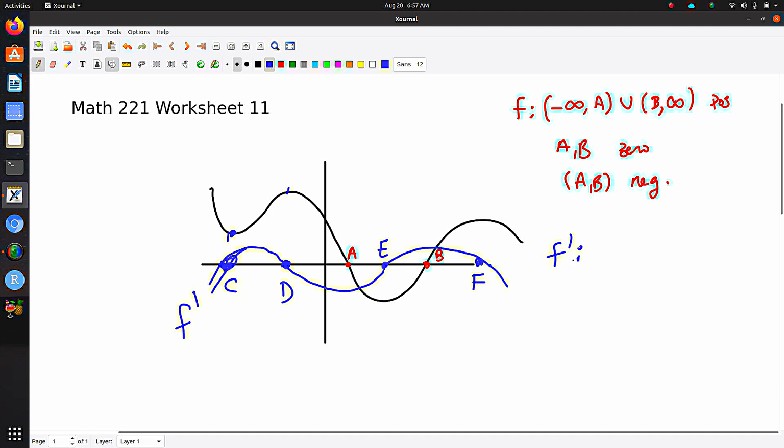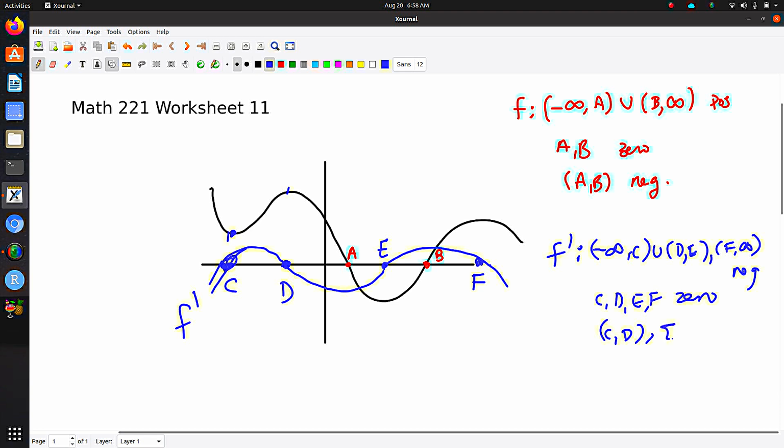f prime is negative from minus infinity to C, and from D to E, and then let's say F to infinity. It's negative, and then it's going to be at C, D, E, and F, it's going to be 0, and then it's going to be positive between C and D, and E and F. I guess I was using union notation. And E and F, it's positive.